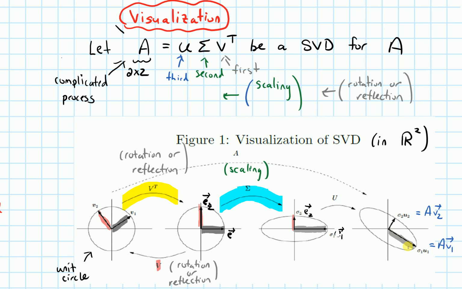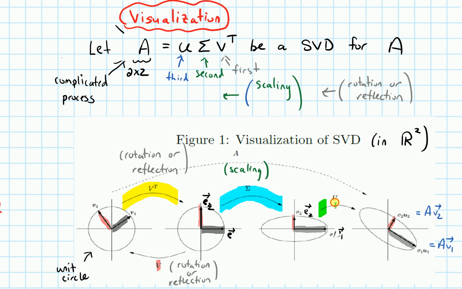So when it rotates, now we will get sigma 1 times u1. And sigma 1 times u1, we've seen before that that's the same thing as A times the vector v1. And similarly with the other basis vector, that has also gotten rotated. So the result of the rotation, that is sigma 2 times u2. And we've seen before that that is A times v2.